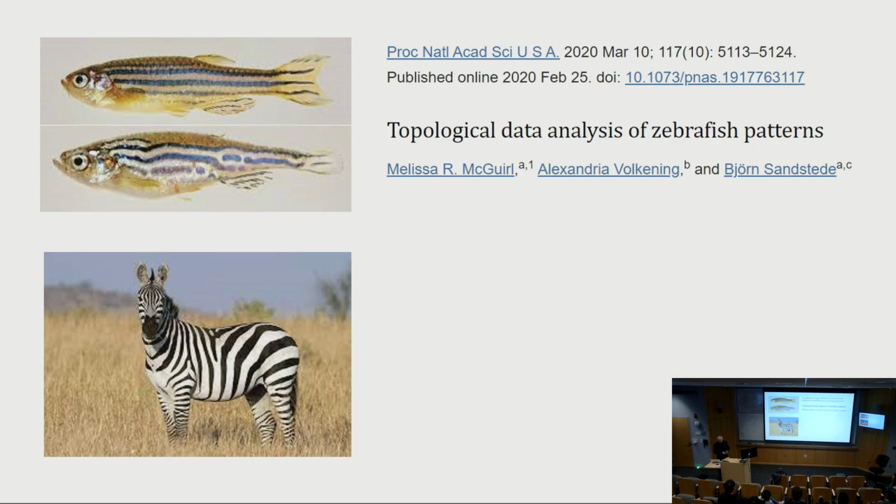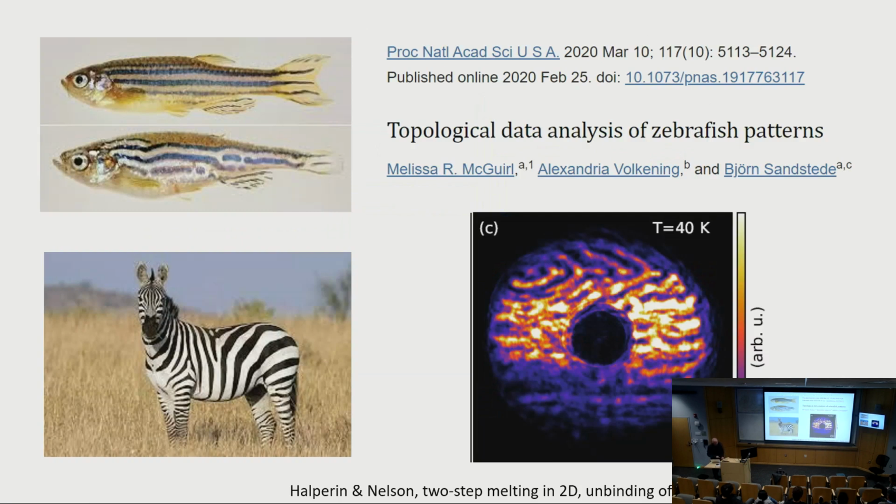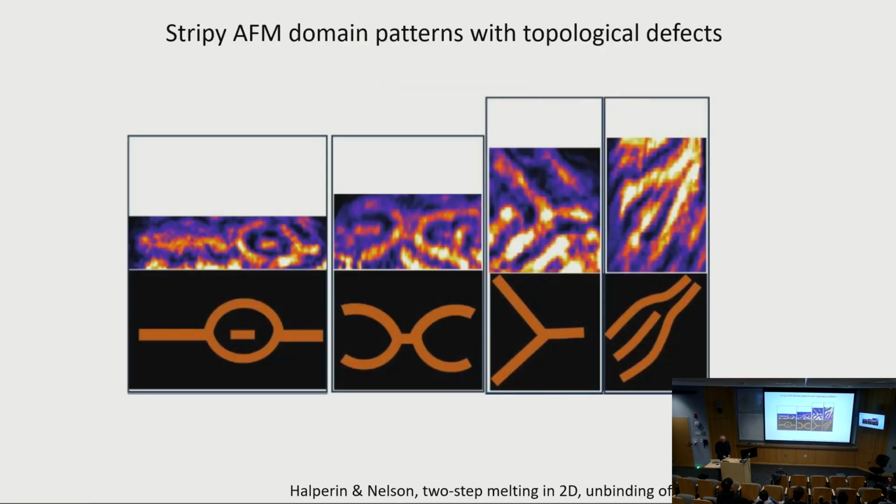Believe it or not, this is a valid branch of science, the study of topological defects in zebrafish patterns, right? This is the Proceedings of the National Academy of Sciences, all right? So this is serious, okay? Now, these are the same types of patterns that we are observing in antiferromagnetic domain images. So you can get closed loops, you can get four-way junctions, you can get three-way junctions. This is a classic dislocation that I have here. All right, so these are all topological defects.